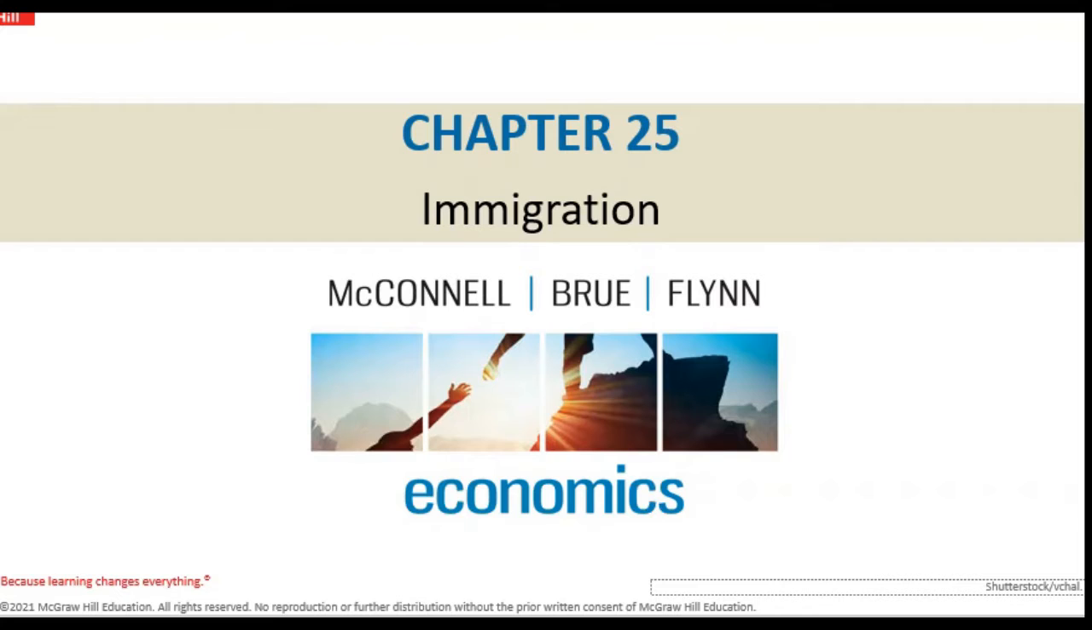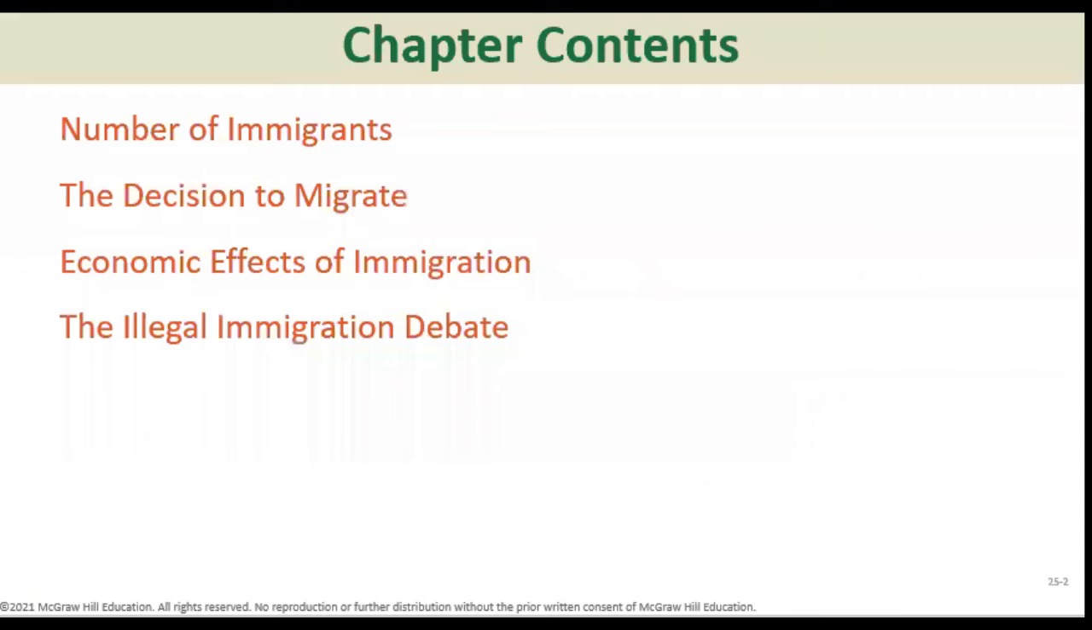All right, let's move on. So the contents of the chapter are the number of immigrants, the decision to migrate, economic effect of immigration, and the recent debate on illegal immigration in the United States.